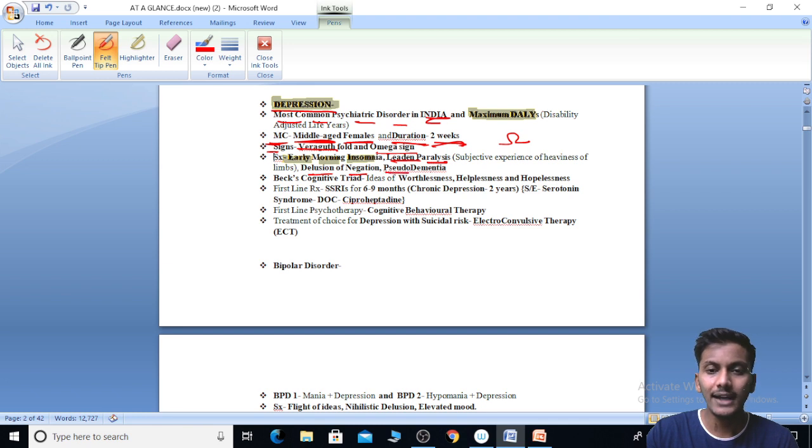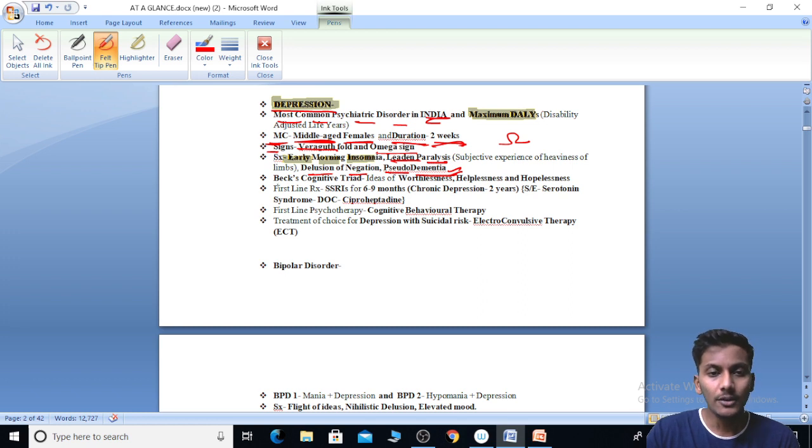Okay, and along with that, there is pseudo dementia. There is not actually dementia. The person does not forget things due to some disorder. It is just that he could not remember things. And that is what is usually seen in depression. That is known as pseudo dementia, right?